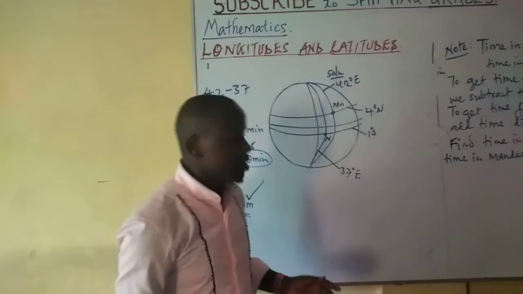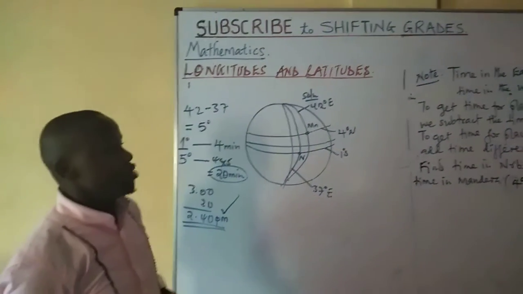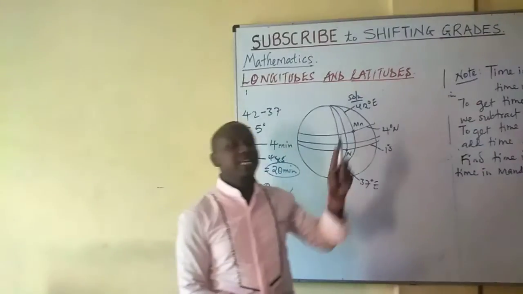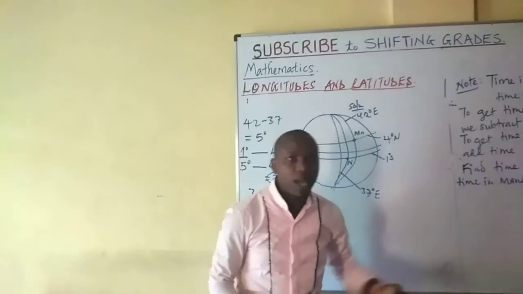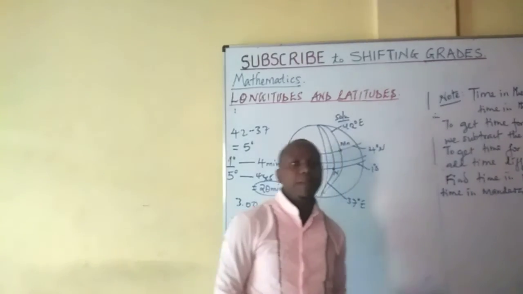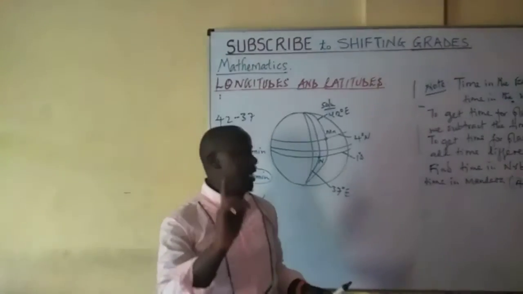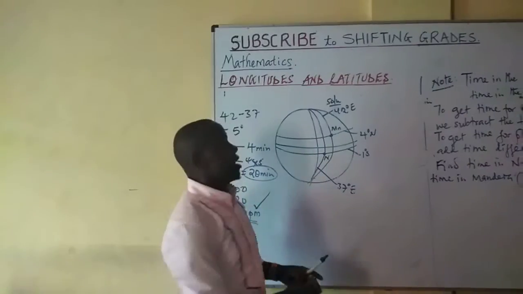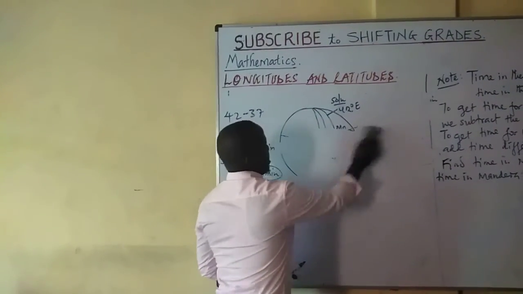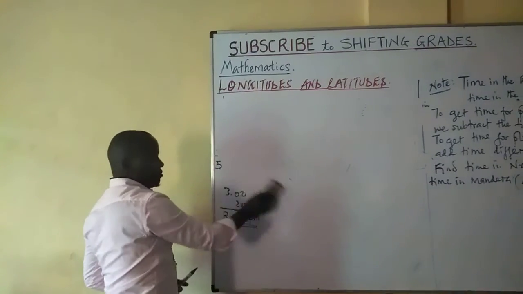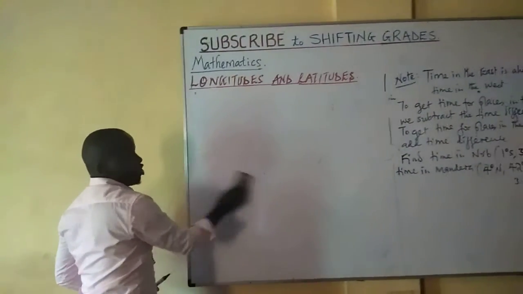In case you find a case whereby you are being asked the time in a different place, which is in the east of the given one, then in such a case, you add the time difference because places in the east are ahead in time. I'd like us to check something else called speed.